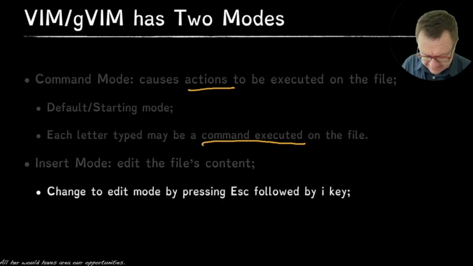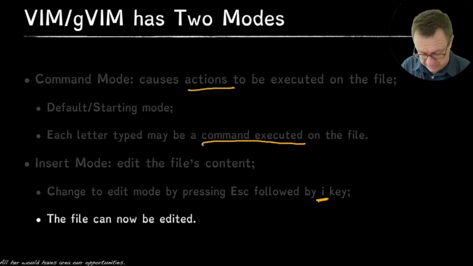Now, to get into this mode, we change to edit mode by pressing escape followed by the I key. All right, so that clears everything, escape, and we go into insert mode. And now we can edit the file. When we're in edit mode, we reverse that to get out, hit the escape, and we move back through. So that's some basics of VIM.